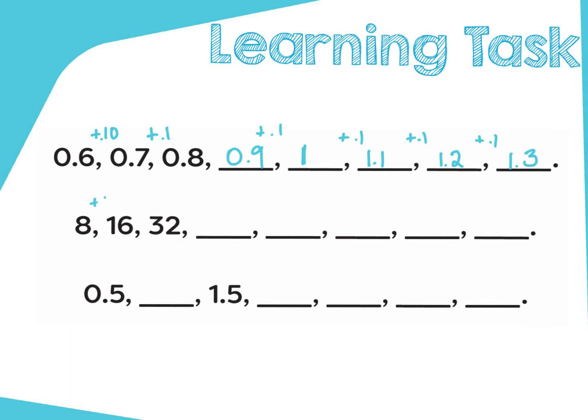So 8 plus 8 equals 16. 16 plus something equals 32. What's the difference between 16 and 32? Well, it's 16. Okay, so 16 plus 16 is 32. Look at my pattern now. I've got a pattern forming.